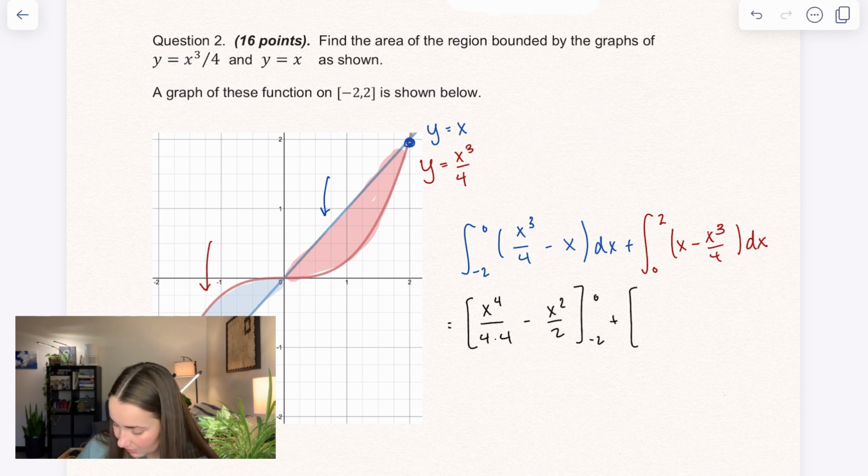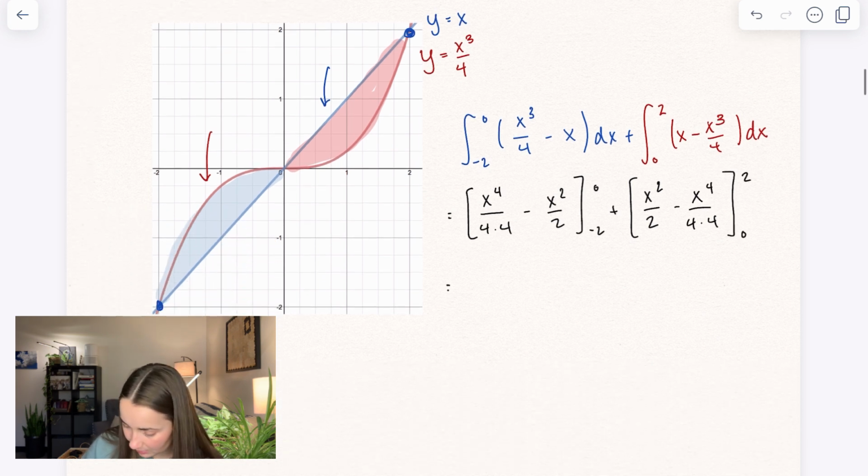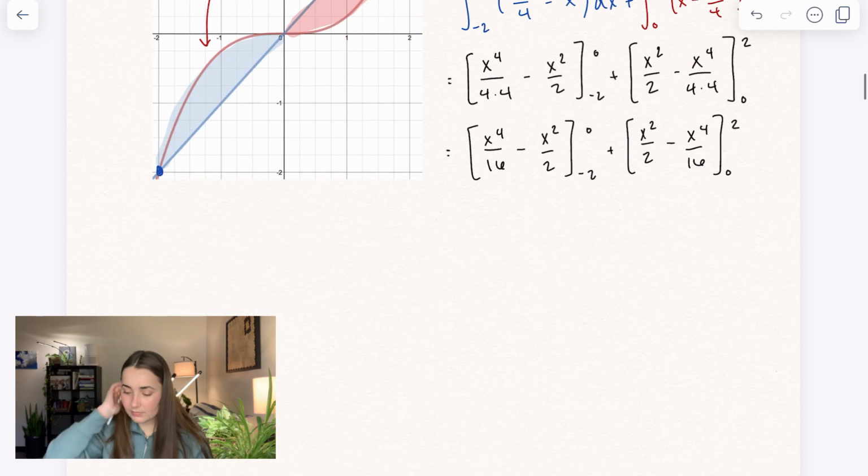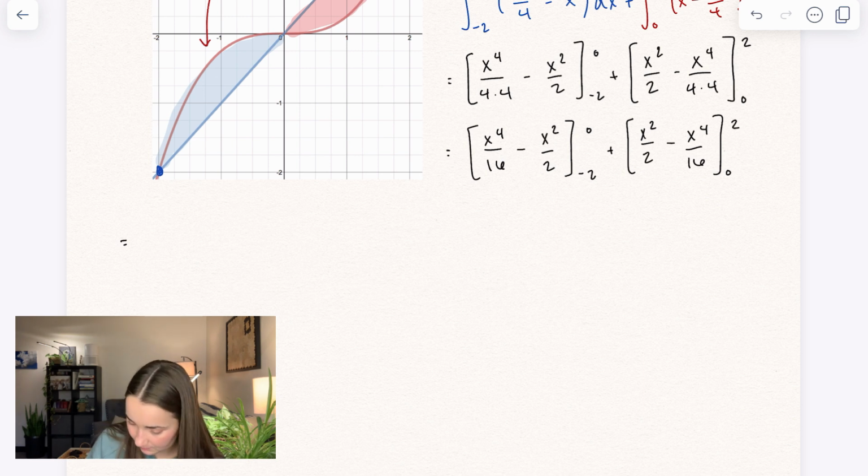Plus, and now we're going to get those same values but switched. So x squared divided by 2 minus x to the power 4 divided by 4 times 4. And that's going to be evaluated between 0 and 2. I'm going to go ahead and clean this up a little bit. Okay, so now what we're going to do is plug in upper minus lower. So I'm going to go ahead and do that.